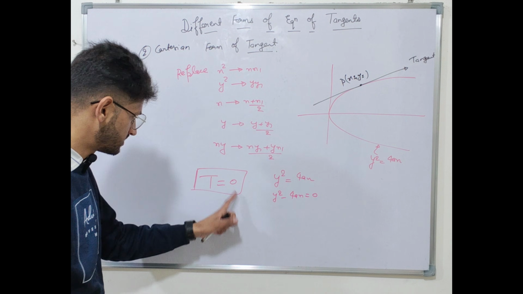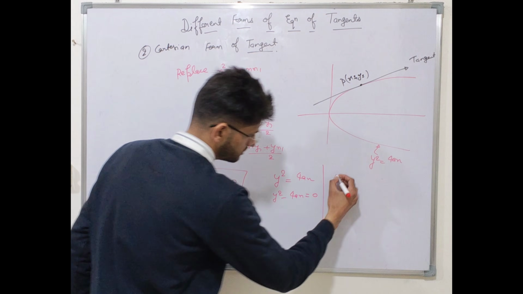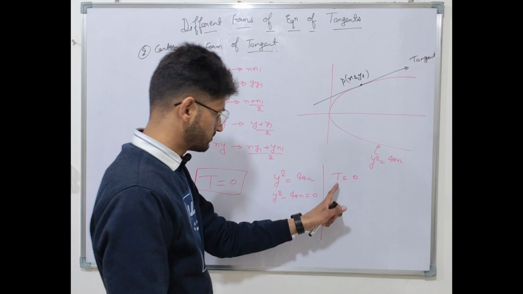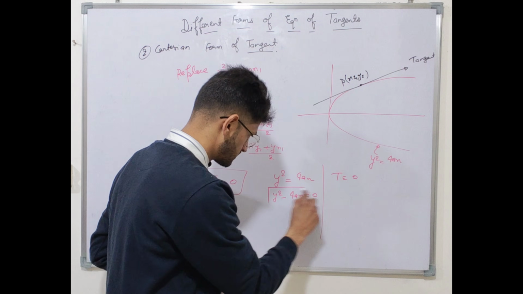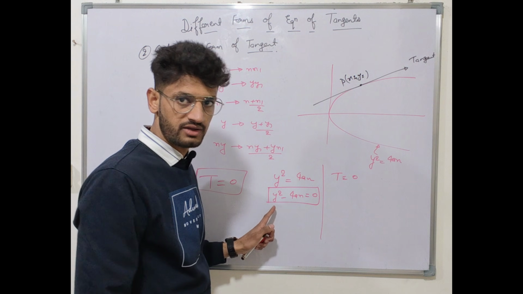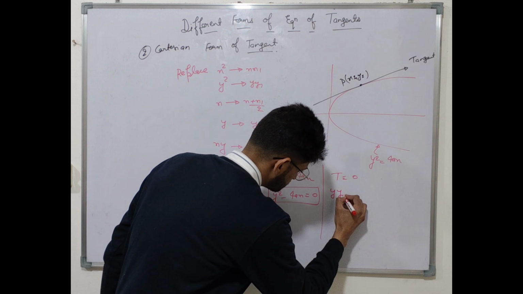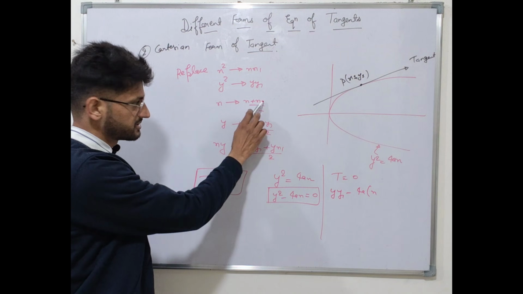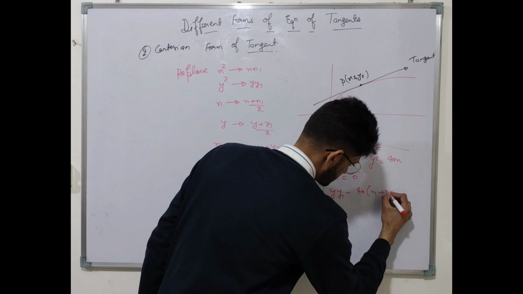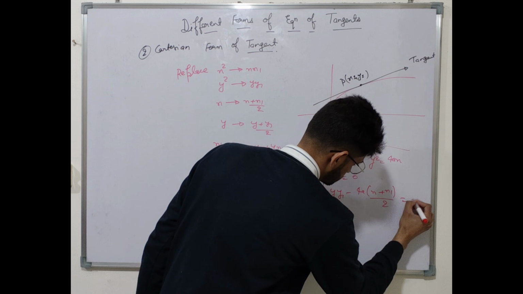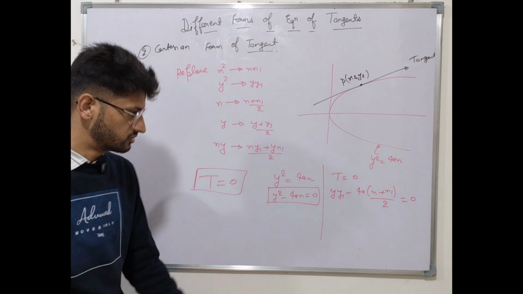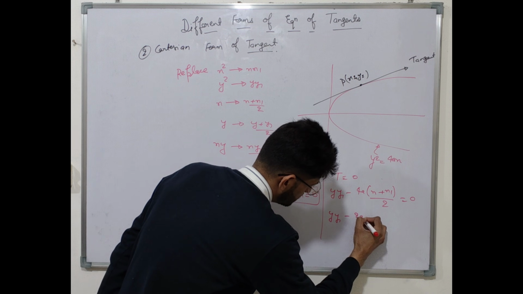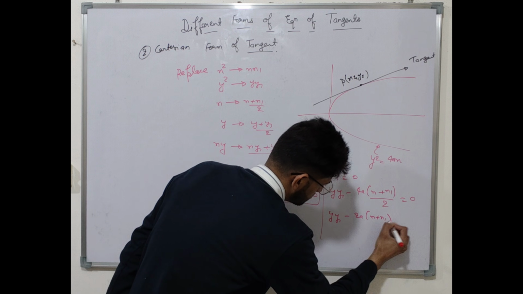Now we have to write the formula T equals 0. So how will we do this? In order to obtain T equals 0, we need to substitute. Now let's see here, from y square we can write yy1 minus 4a, for x we can substitute x plus x1 upon 2. So we can write x plus x1 divided by 2 is equal to 0. So this is T equals 0. Now we will simplify it. We can write yy1 minus 2a times x plus x1 equals 0.